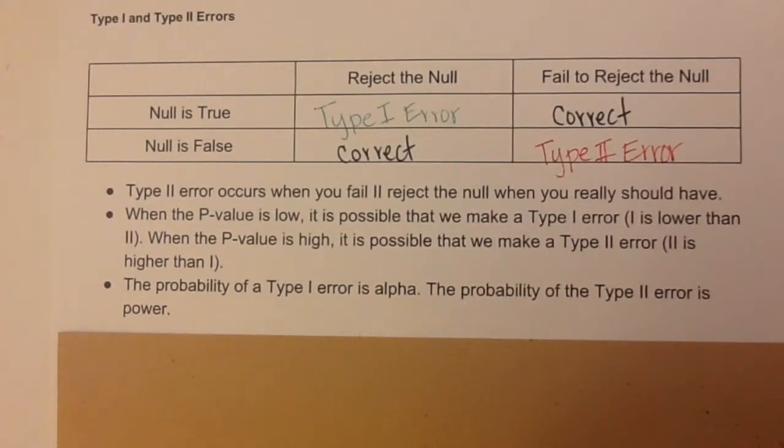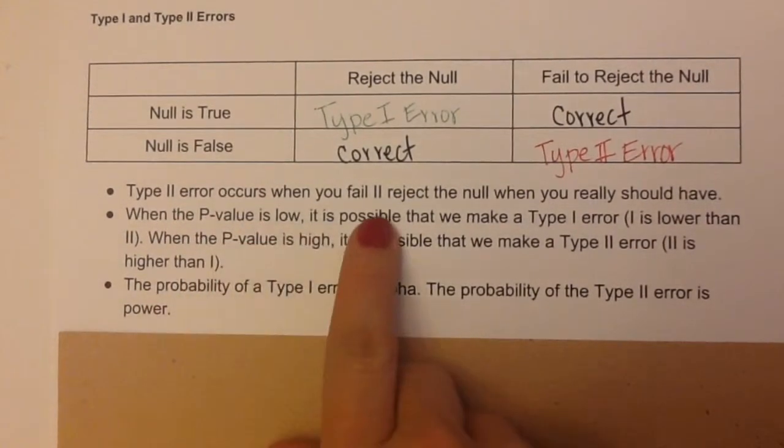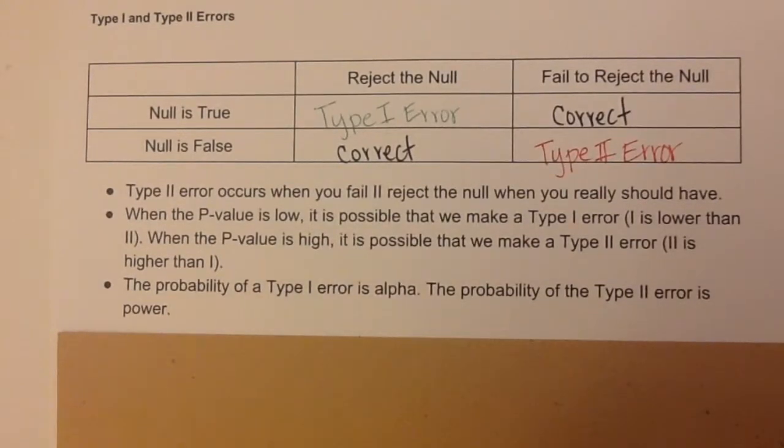A type 2 error occurs when you fail to reject the null when you really should have. Notice type 2, you fail to reject. Just one way to maybe try to help you remember it. When the p-value is low, it is possible that we make a type 1 error. 1 is lower than 2. So again, maybe a way that might help you remember this. When the p-value is high, it is possible that we make a type 2 error. 2 is higher than 1. So come up with your own way of trying to help you remember it.